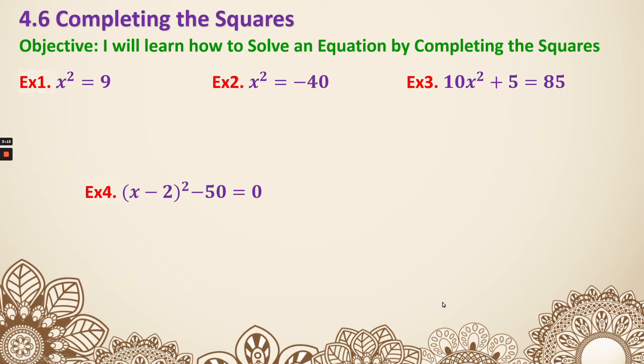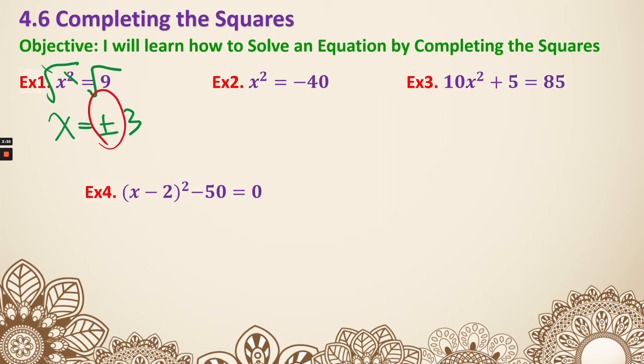Example 1, x squared is 9, and here's how we actually show that. We're going to take square root on both sides, that's how we write it, and that is going to be cancelled with the square, so we have x equals plus minus 3. Don't forget the plus minus because they both work.